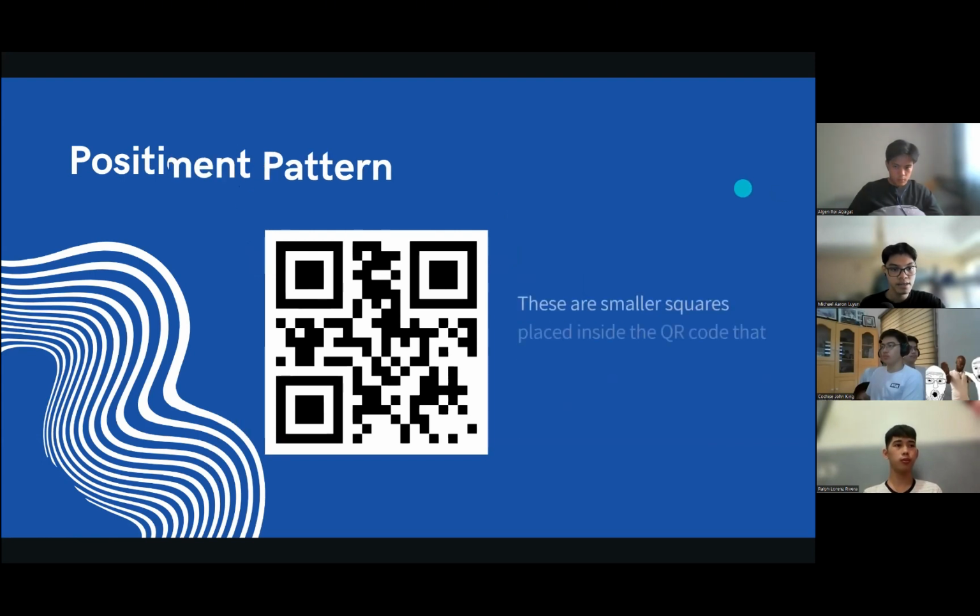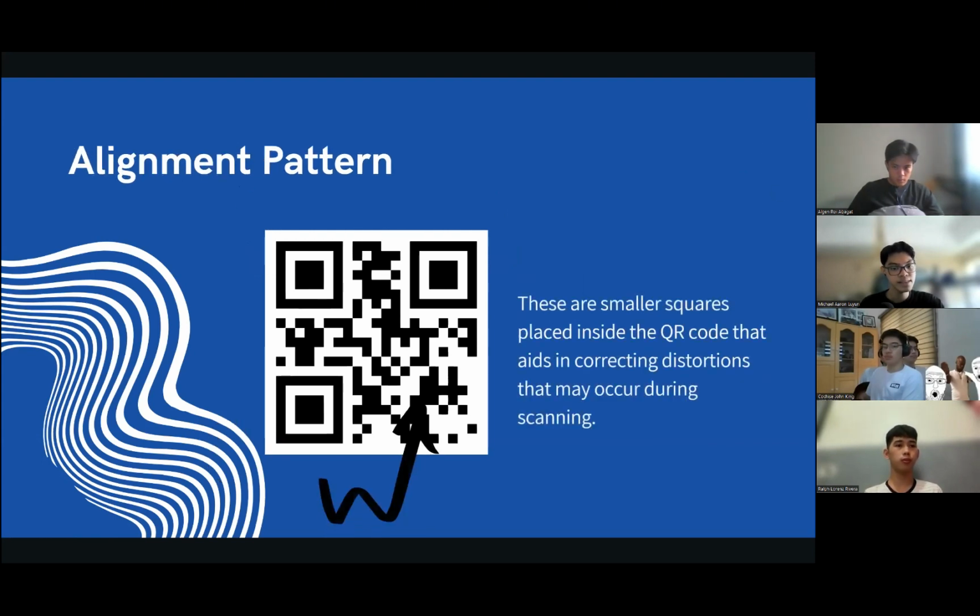Moving on to the alignment pattern, these are smaller squares placed inside the QR code, typically located near the position patterns. Alignment patterns aid in correcting distortions that may occur during scanning.